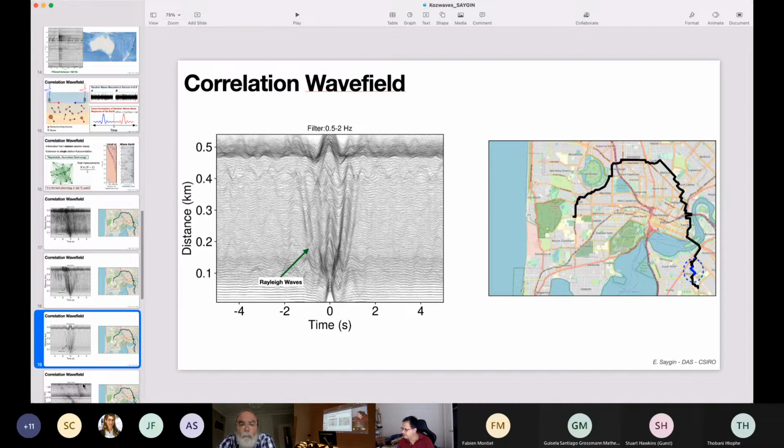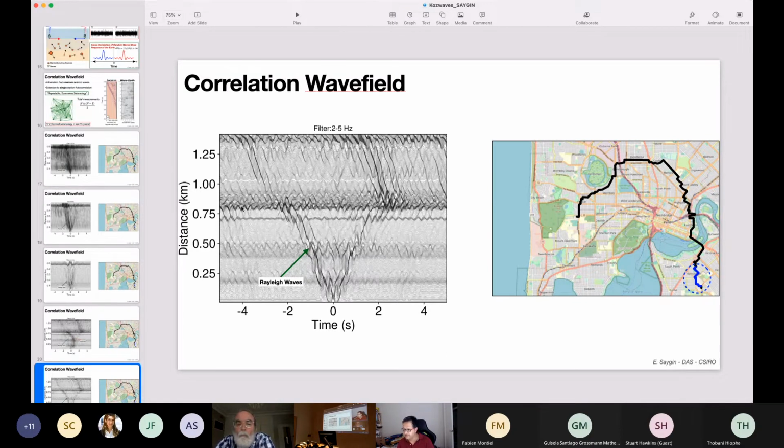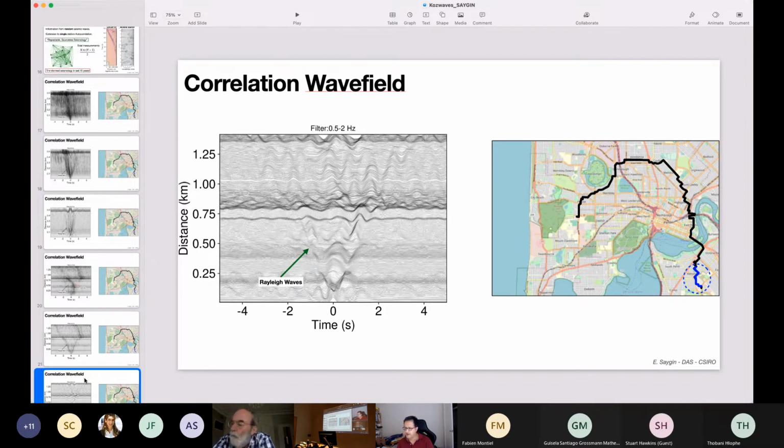If you look at some other parts of the cable, now much closer to the campus, at higher frequencies some of the traffic noise creates some artifacts, but we can still trace the Rayleigh waves at both ends. I forgot to mention that this is a diagram showing distance versus time, so we can easily figure out their apparent velocities. At another frequency, again, very coherent Rayleigh waves exist, including at even lower frequencies.